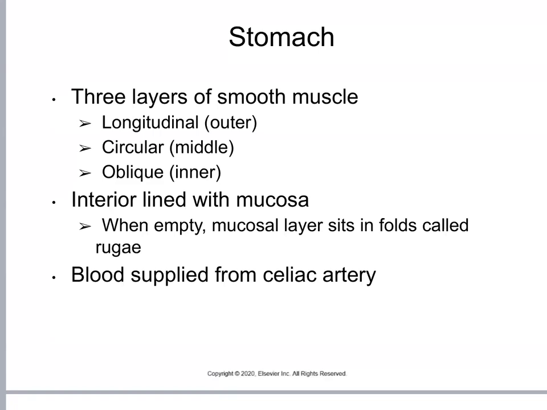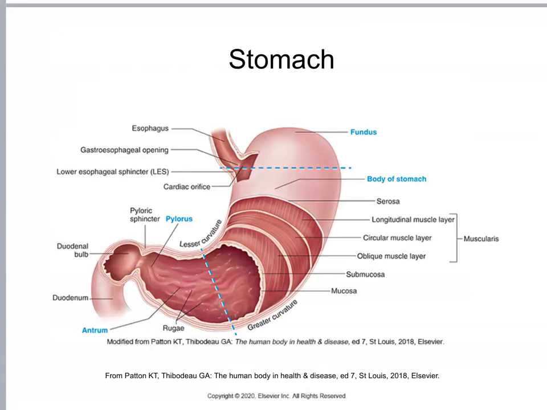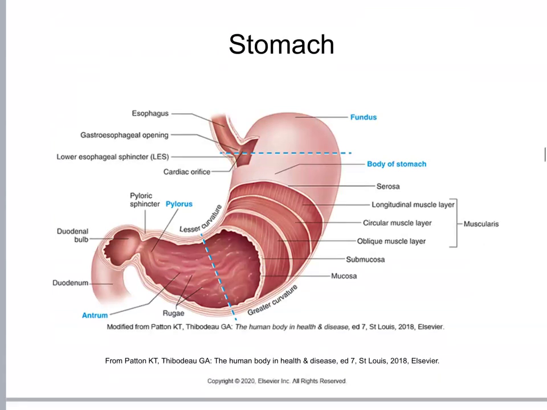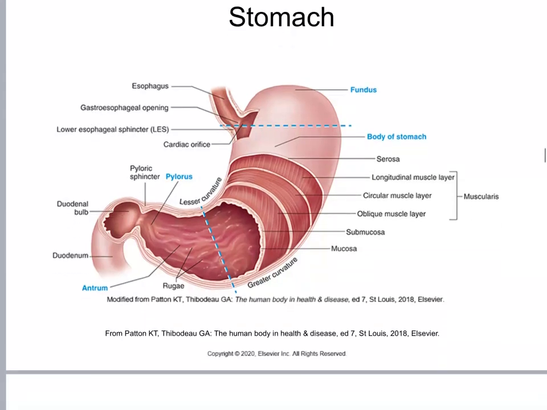And the stomach gets its supply from the celiac artery. So here's a picture. It's hollow, it's muscular, it's just below our diaphragm. And once again, this is where food is mixed with gastric juices and digestive juices are secreted. And the stomach stores food as well.